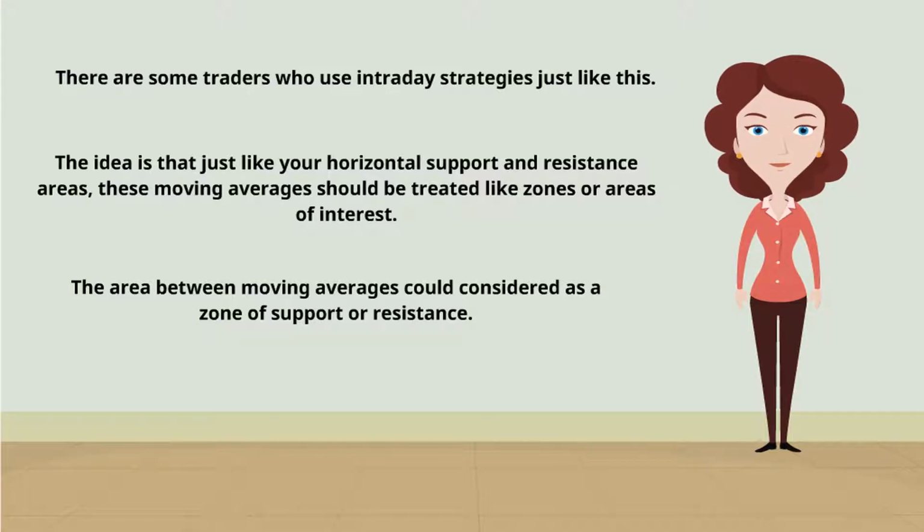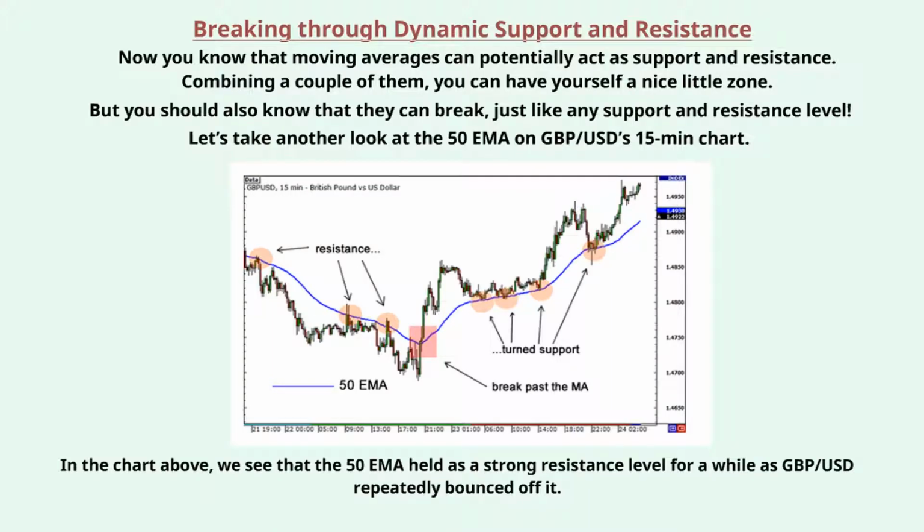The idea is that just like your horizontal support and resistance areas, these moving averages should be treated like zones or areas of interest. The area between moving averages could be considered as a zone of support or resistance. Breaking through dynamic support and resistance. Now you know that moving averages can potentially act as support and resistance. Combining a couple of them, you can have yourself a nice little zone. But you should also know that they can break, just like any support and resistance level.